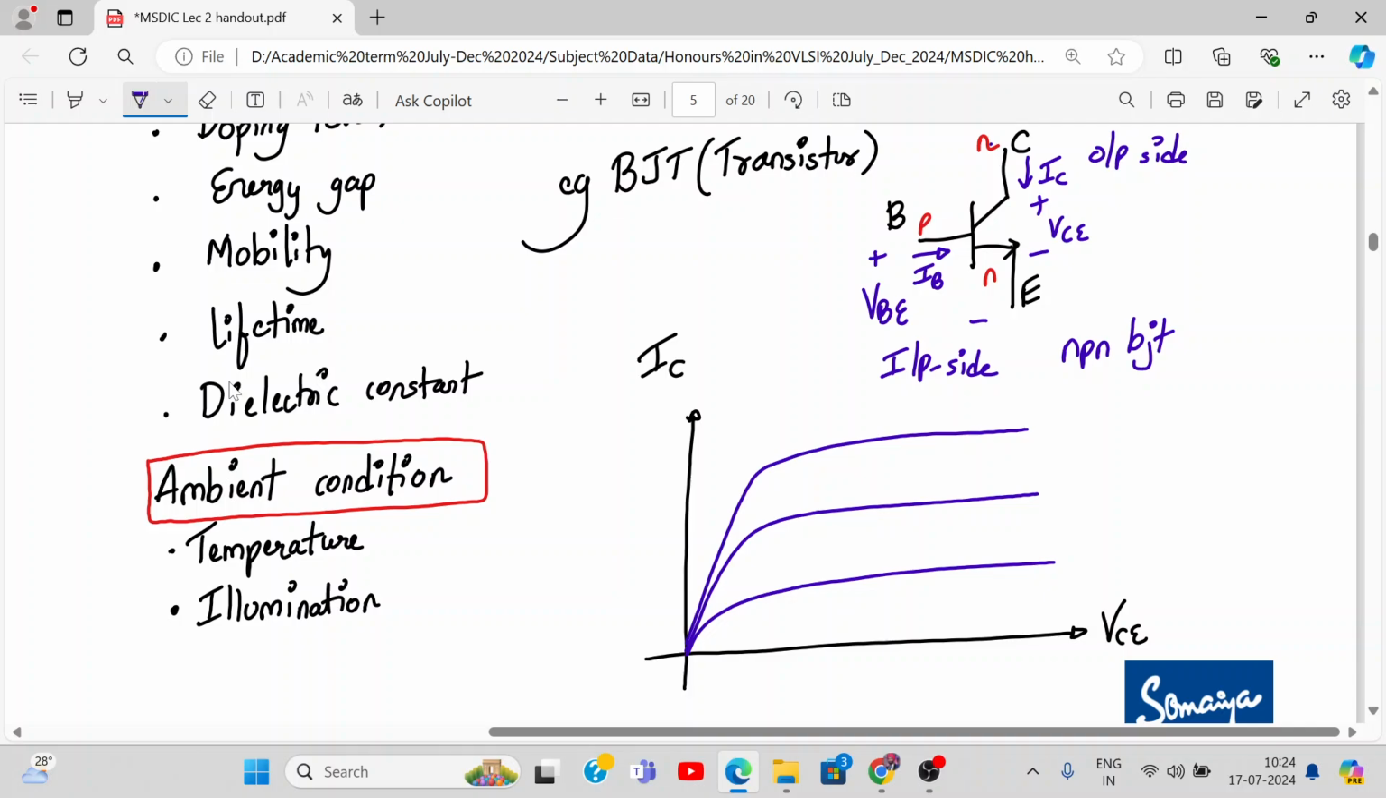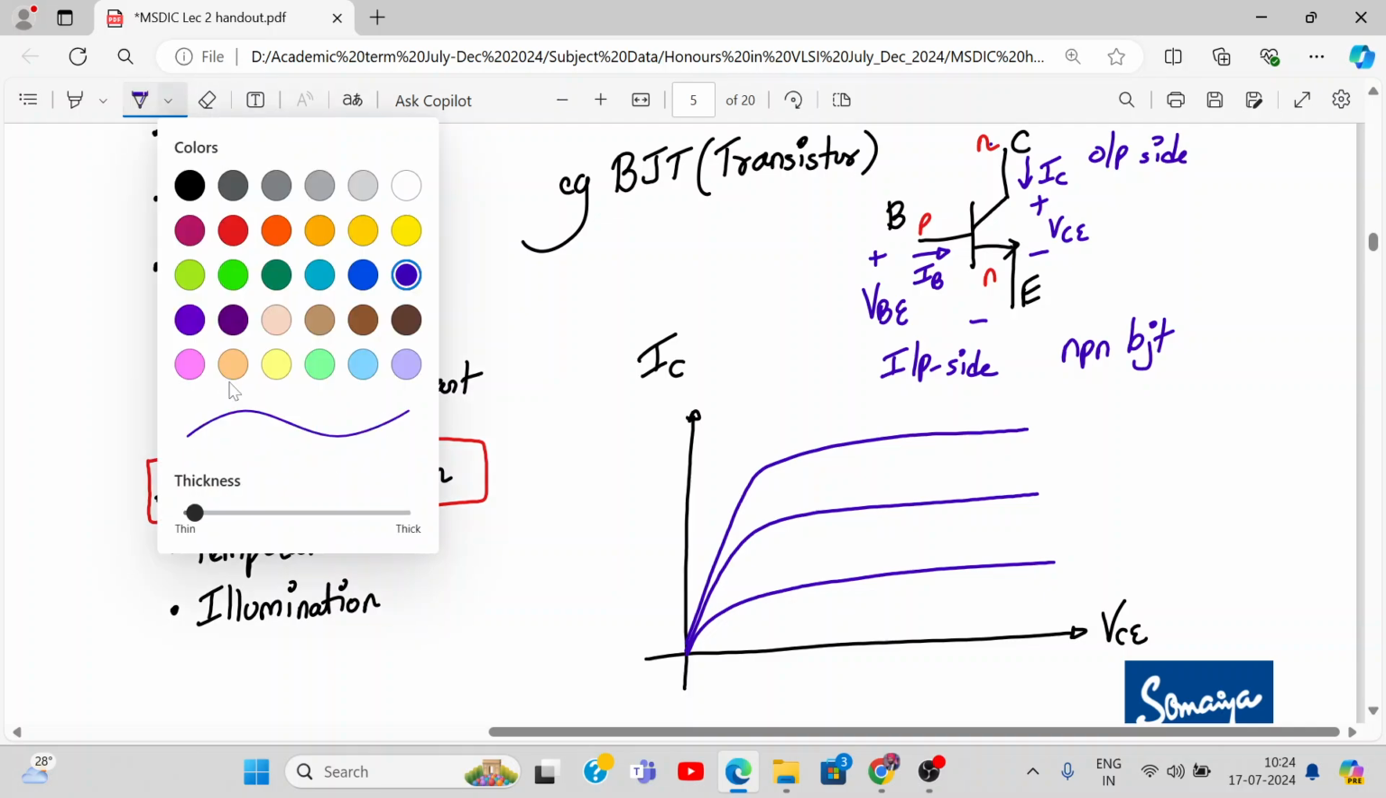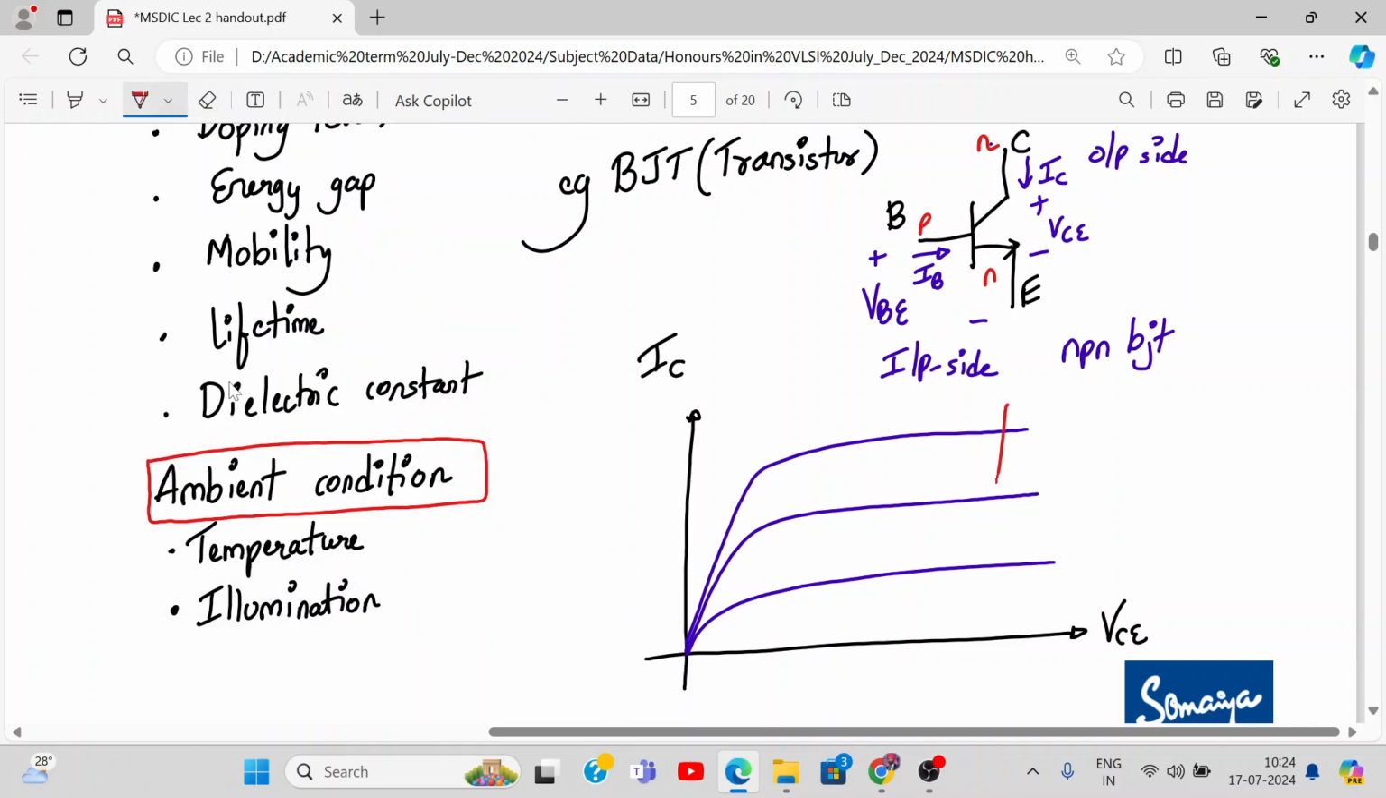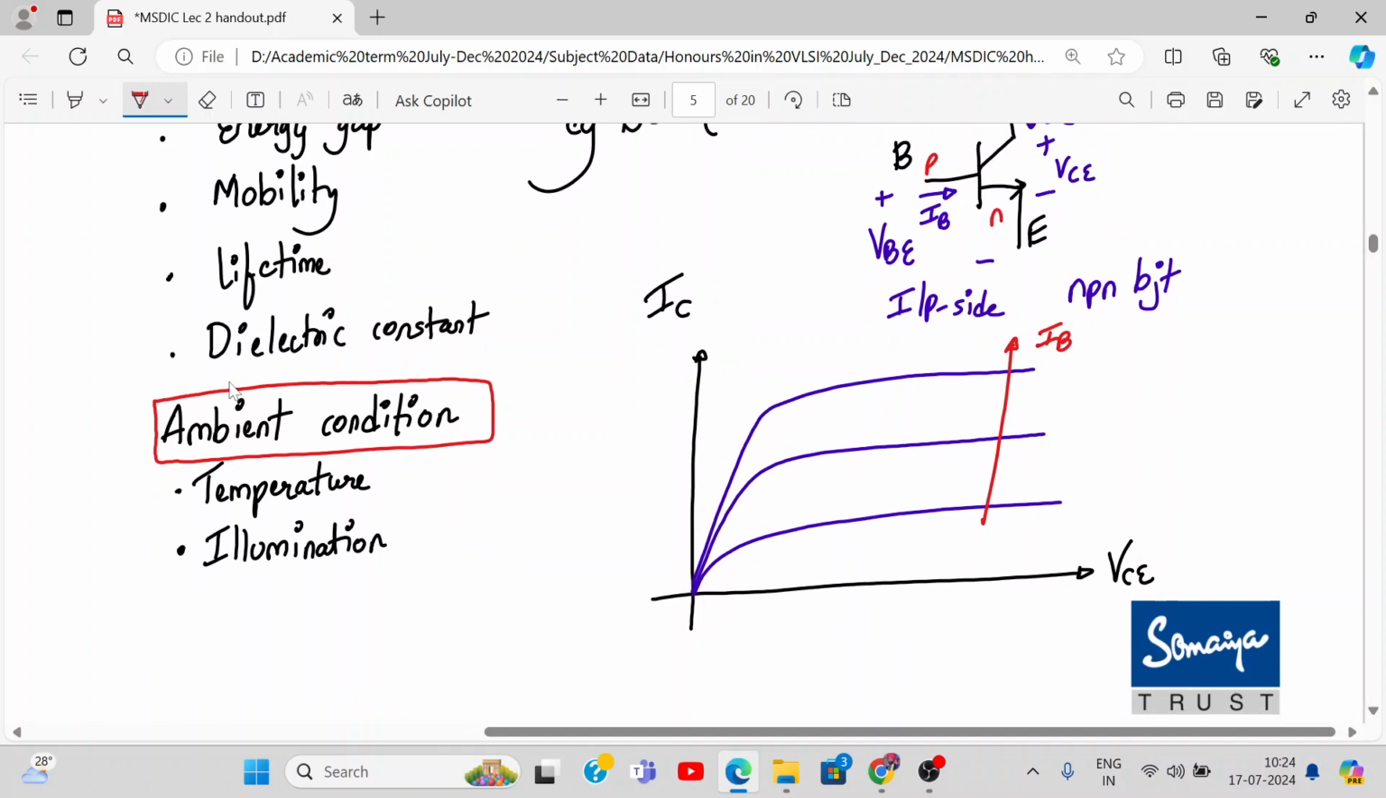Okay. These are all increasing values of IB. So this is IB1, IB2, IB3, increasing values of base current. Here we can see this is a plot of output characteristics. We call it the output characteristics. Again, these are IV characteristics, so we can also say IC is a function of VCE.